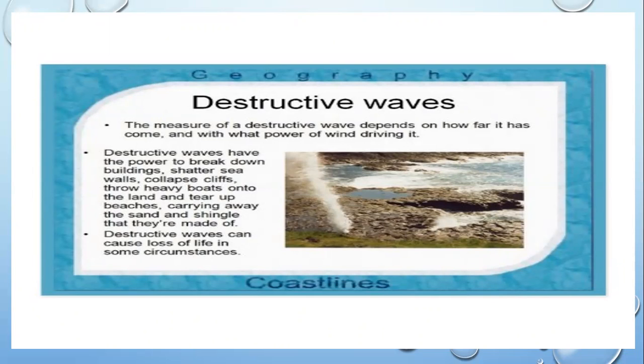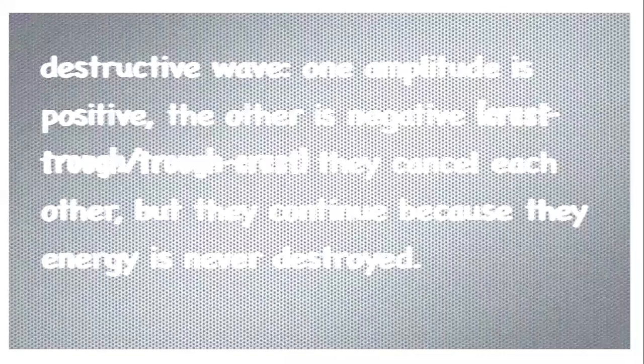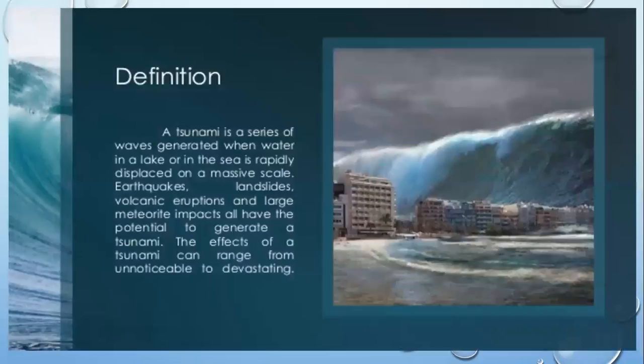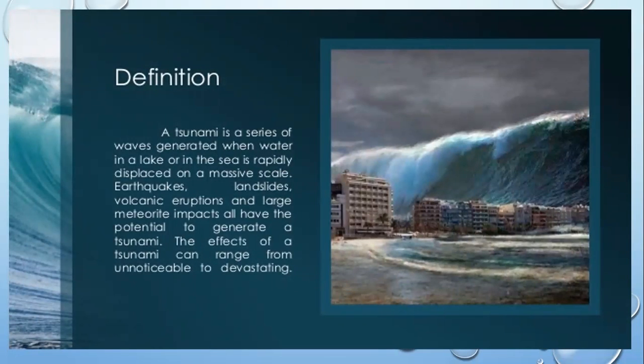Okay, now because of the destructive waves, or you may see there are enormous sizes in the waves, and when it reaches the huge size or huge height, it causes the tsunami. Okay, now see here we'll see the picture of tsunami. And what do you mean by tsunami? Tsunami is a series of waves generated when water in a lake or in a sea is rapidly displaced on a massive scale. Okay, now see, earthquake, landslide, eruptions, and large meteoroid impacts all have the potential to generate a tsunami. Means the tsunami can be generated by all these effects. Okay, any disaster the tsunami can generate, and if it generates, its range forms from unnoticeable to devastating.